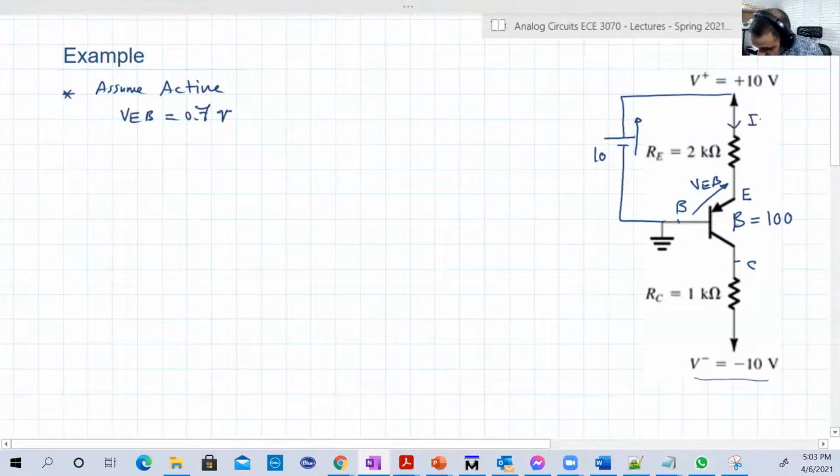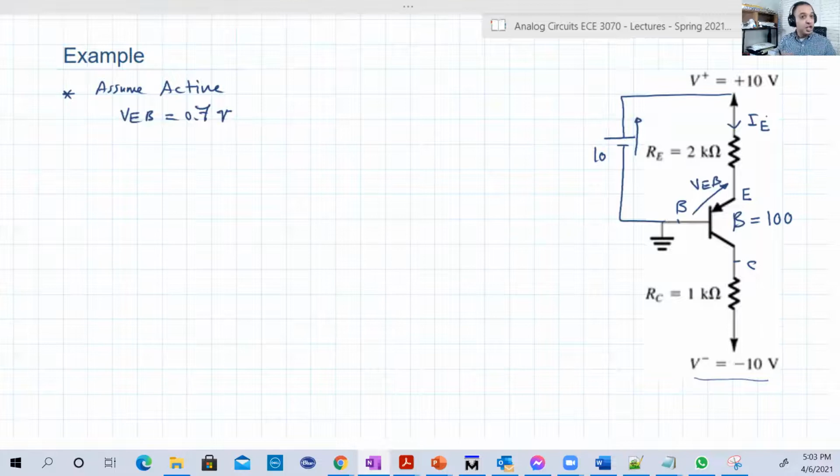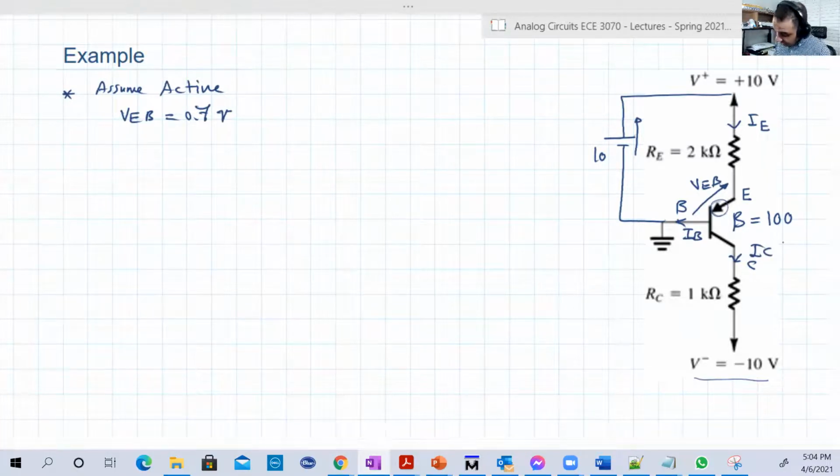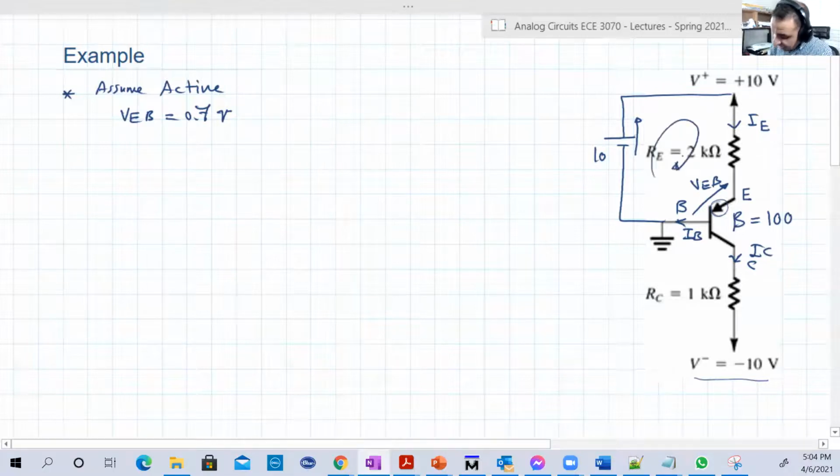This is IE. It's good practice here to put the current direction before anything, because while going through the solution you might get confused with the NPN and assume an opposite direction for the current. So it's important to start with the current directions. IE is going into the transistor, and remember you have a clue here because of this small arrow in the symbol. IB is going out of the base. IC is going out of the collector. Okay, good. So let's do KVL here.